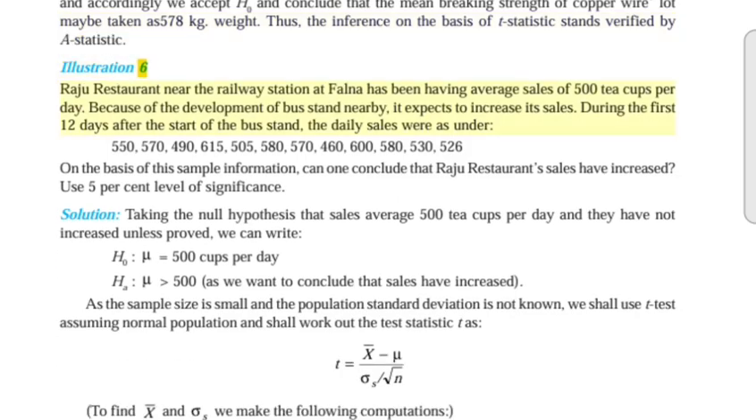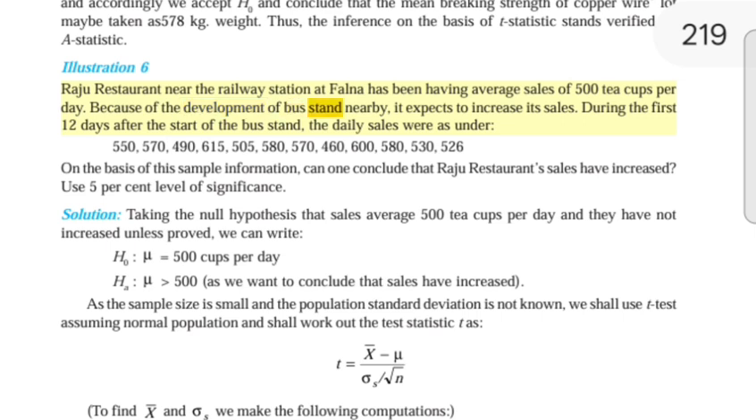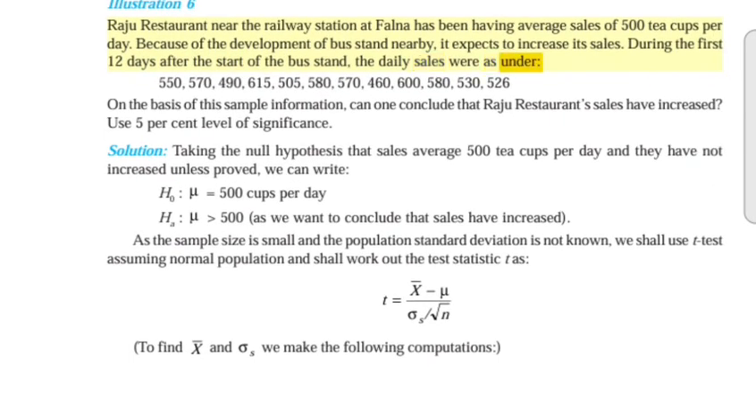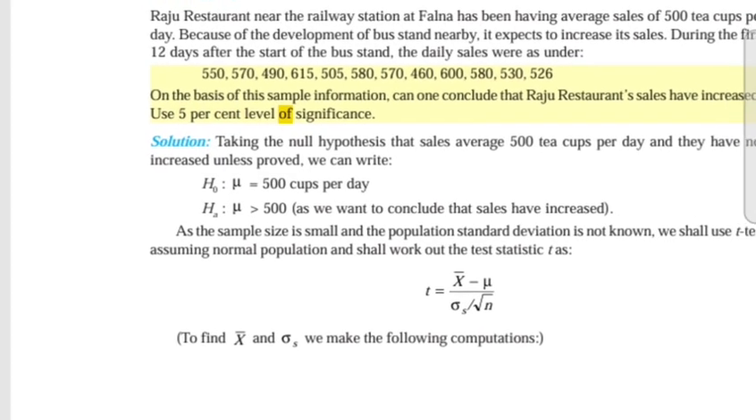Illustration 6. Raju restaurant near the railway station at Falna has been having average sales of 500 teacups per day. Because of the development of a bus stand nearby, it expects to increase its sales. During the first 12 days after the start of the bus stand, the daily sales were as under: 550, 570, 490, 615, 505, 580, 570, 460, 600, 580, 530, 526. On the basis of this sample information, can one conclude that Raju restaurant's sales have increased? Use 5% level of significance.